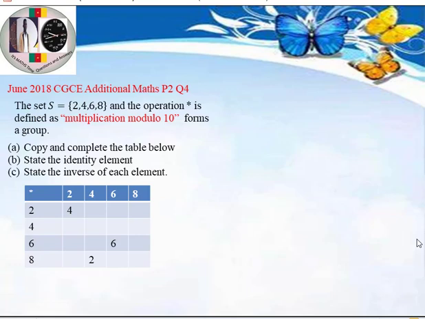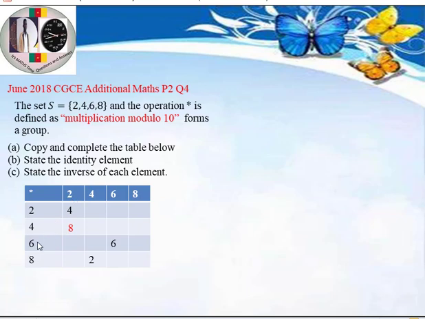I mentioned it earlier. So 2 times 2 is 4, modulo 10 is 4. 4 times 2 is 8. 8 modulo 10, 8 is less than 10, so it is 8. So let's fill the table. Let's begin from 2 times 4 mod 10. So 2 times 4 is how many? 8. And 8 mod 10 is, that's right, 8, because 8 is less than 10.